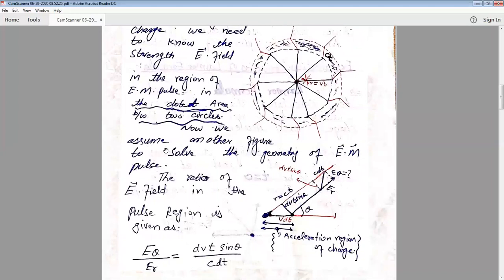Now, we assume another figure to solve the geometry of the electromagnetic pulse. Here is a pulse, some movement. थोड़े लम्हे के लिए हम देखते हैं कि जो इलेक्ट्रिक फील्ड जनरेट हो रहा है वो यहाँ पे एक पल्स क्रिएट कर रहा है, मतलब वो परपेंडिकुलर to the direction of propagation, अपनी direction को show कर रहा है. So let us see what is in this figure.